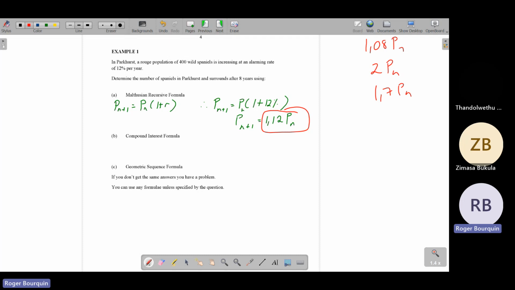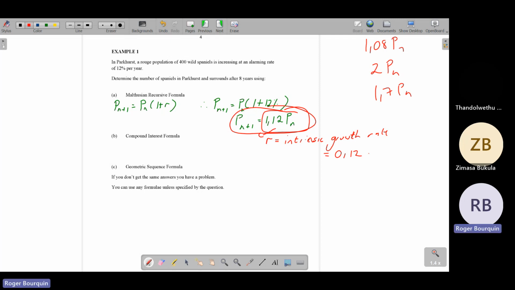Okay, so that's our formula. But be careful of this formula, right? In terms of R, it's a bit confusing. If we talk about R as the intrinsic growth rate, and I gave you something like this, and R is the intrinsic growth rate, then R would be equal to 0.12, right? It's this coefficient minus 1.